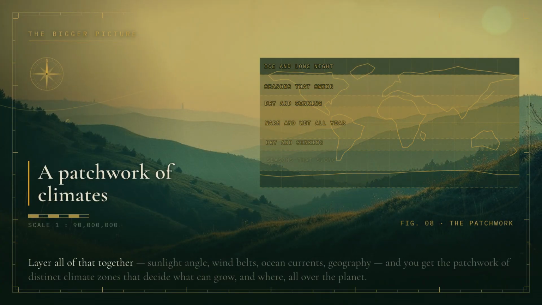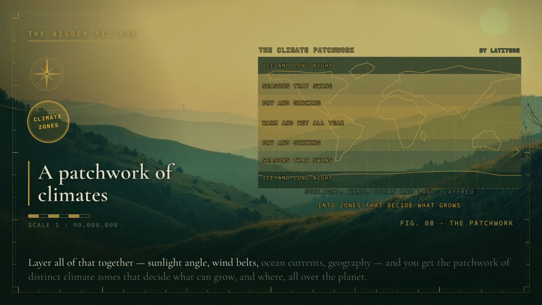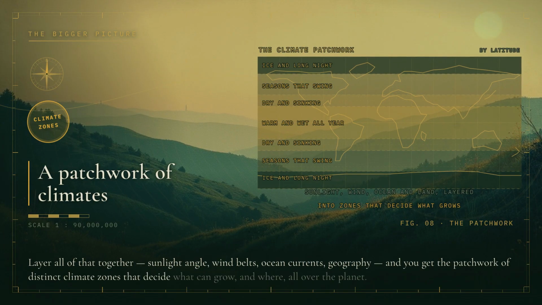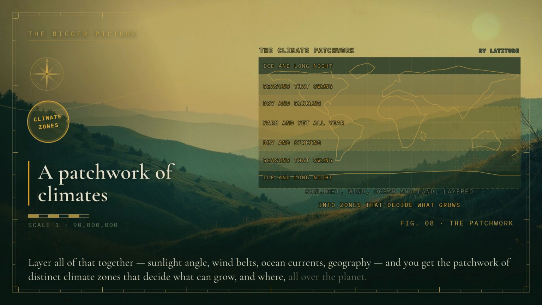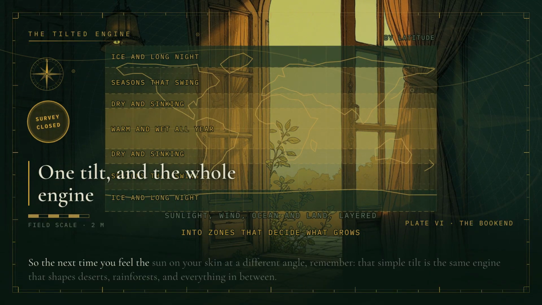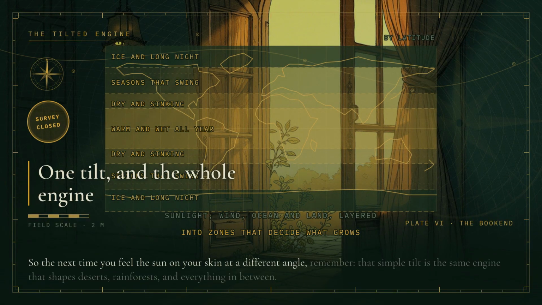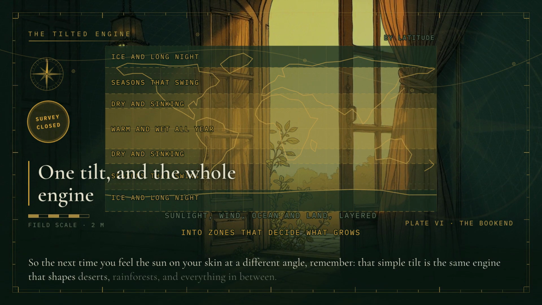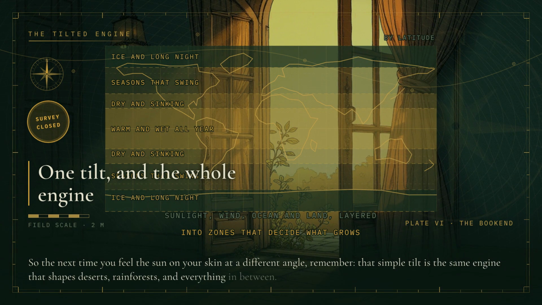Layer all of that together, sunlight angle, wind belts, ocean currents, geography, and you get the patchwork of distinct climate zones that decide what can grow and where, all over the planet. So the next time you feel the sun on your skin at a different angle, remember, that simple tilt is the same engine that shapes deserts, rainforests, and everything in between.